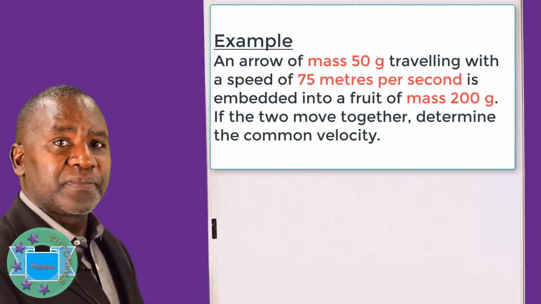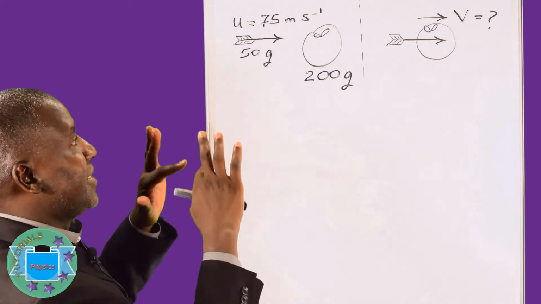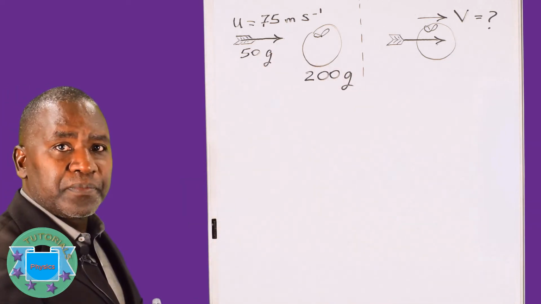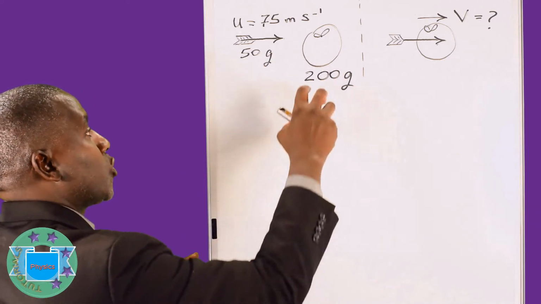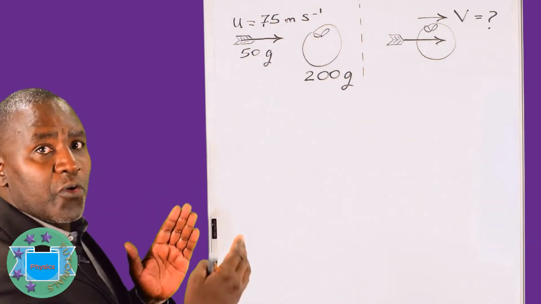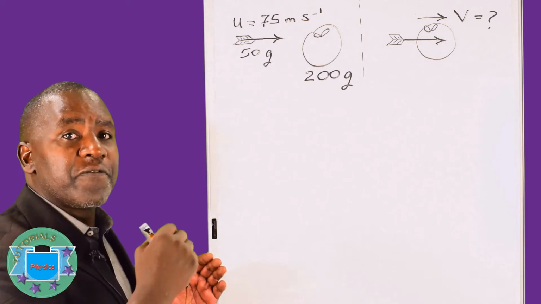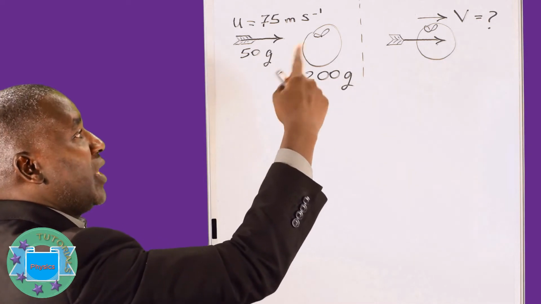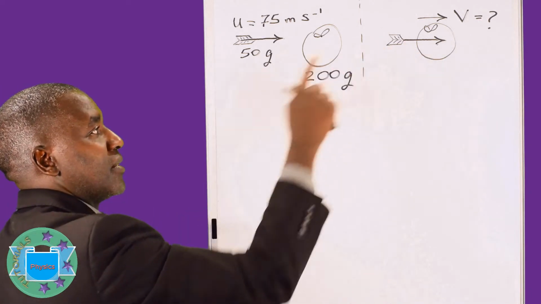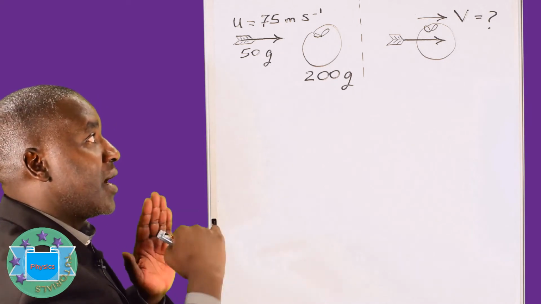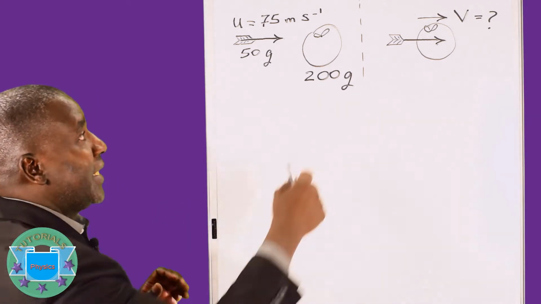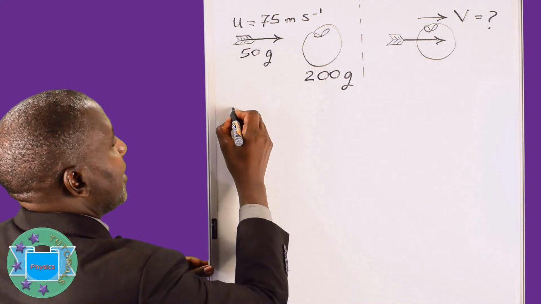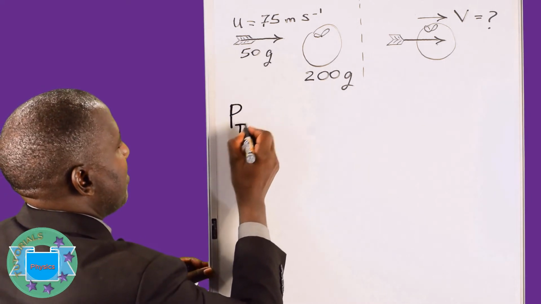That is the question. So we are going to look at the system before the arrow goes into the fruit. The total momentum of this system before the arrow goes into the fruit will be equal to the total momentum after the arrow goes into the fruit and they stick together and fly off together. So let's calculate the total momentum before.